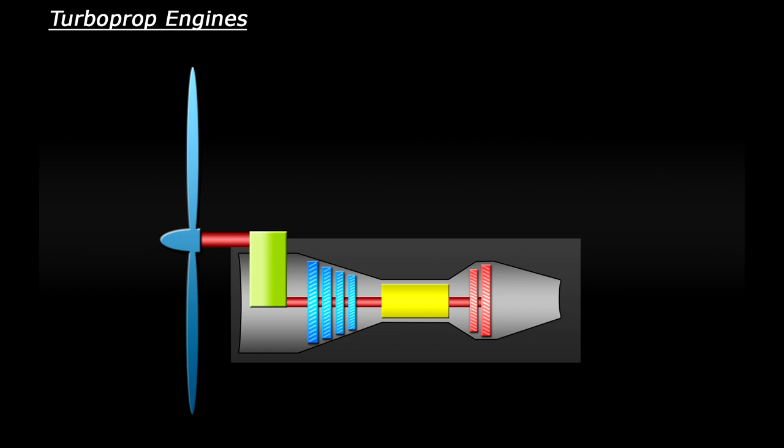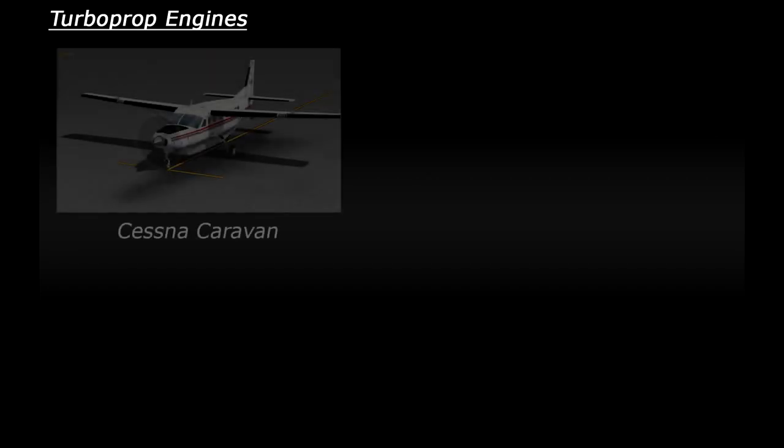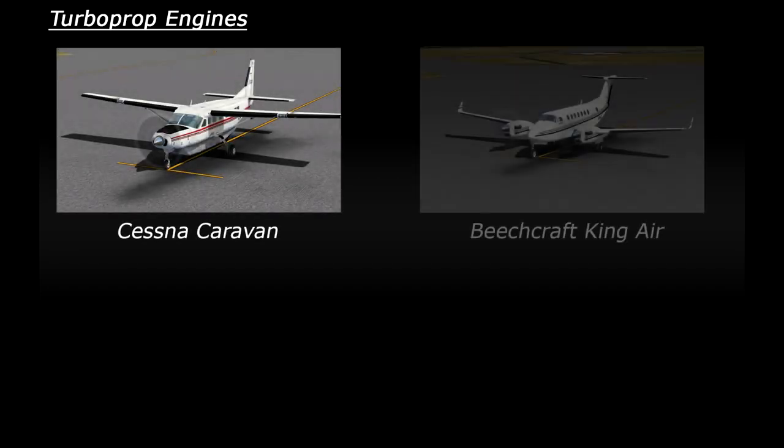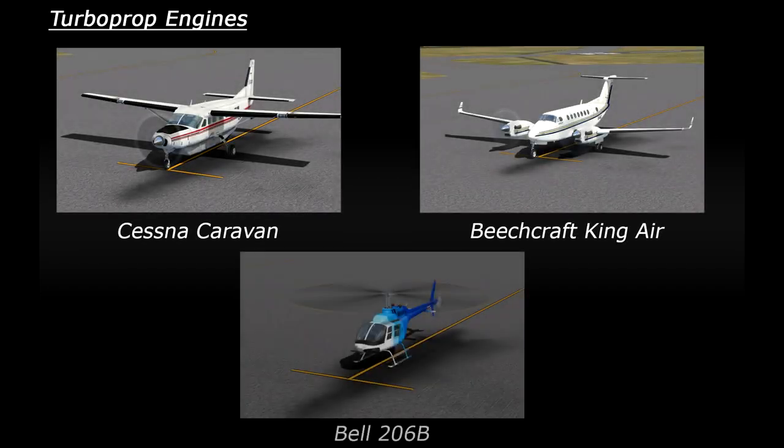It's also worth noting that in a turboprop engine, a lot of the power generated by the turbine is sent through the shaft and gearbox to the propeller. The thrust effect of the exhaust gas is very low compared to a dedicated jet engine. Some of the turboprop aircraft in FSX are the Cessna Caravan, the Beechcraft King Air, and also the helicopters use a very similar type of engine to a turboprop. So apart from how they're built, let's look at some of the main differences between a piston and a turboprop engine.